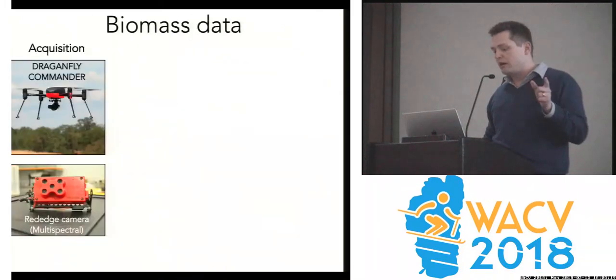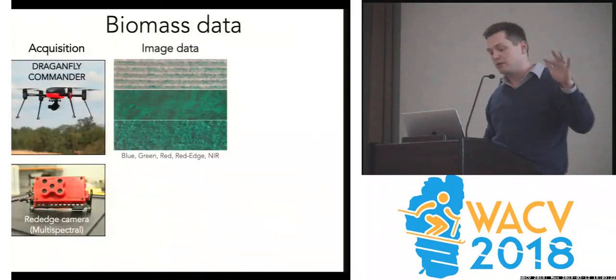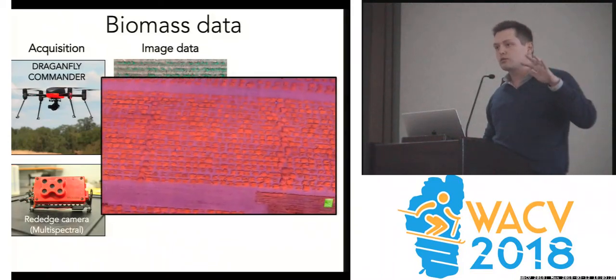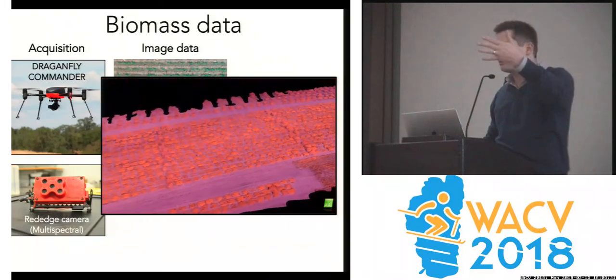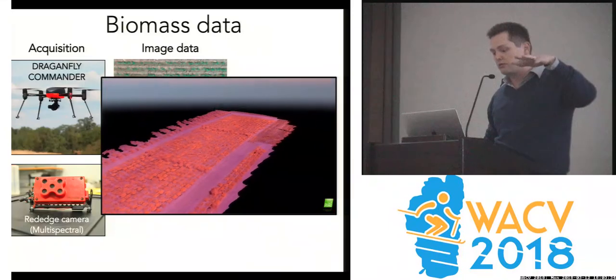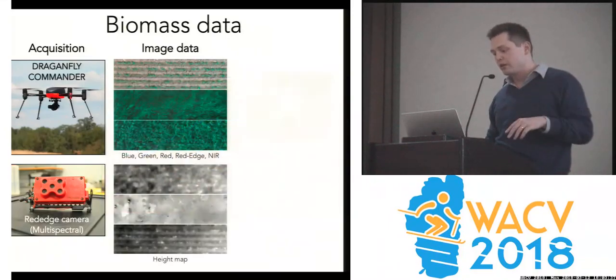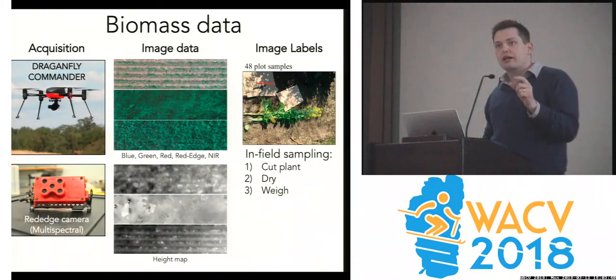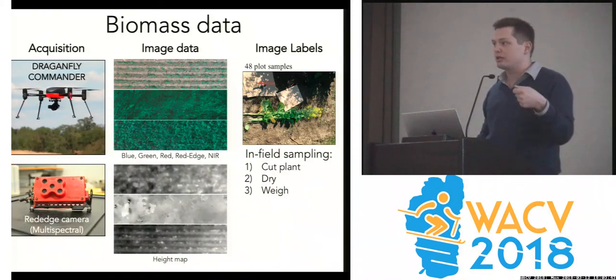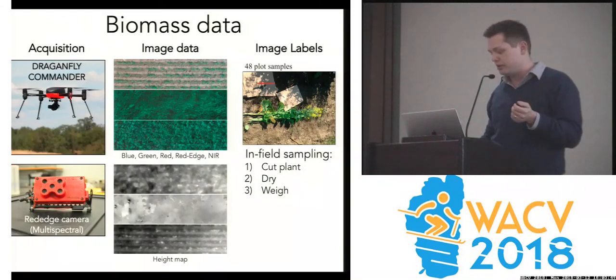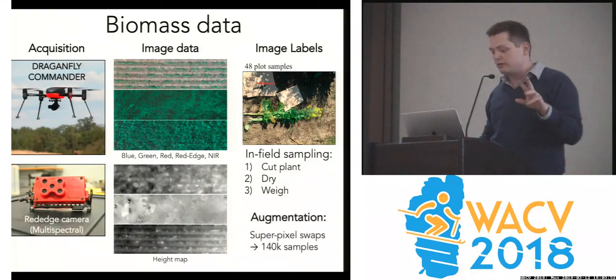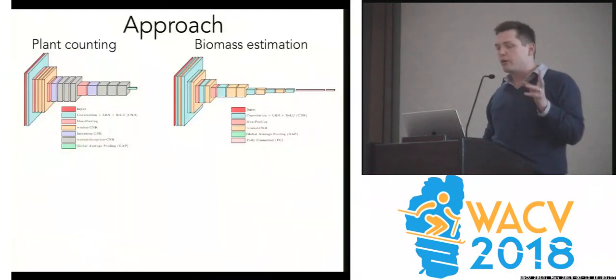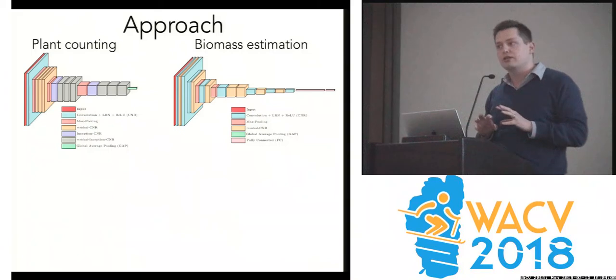For biomass data, we use the aerial images. This is drones flying a multispectral camera. So it gives us blue, green, red, and 2 near infrared images. And then we can also use structure from motion, similar to the satellite talk, where you get a digital elevation of these plants. So we can get an estimate of their height over the plot. The biomass labels are actually hand measured in the field, so they go out and cut plants and weigh them. So for this reason, we have very sparse data here. So only 48 plots were sampled a couple times during the season. So we use some augmentation by swapping superpixels to try to get more data, but generally we still have very small data sets.